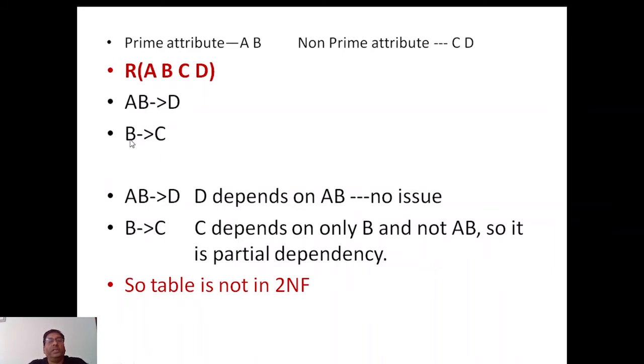In this case, we say there exists a partial dependency. In the first case, D depends on AB, so no issue because AB is our candidate key. Whereas C depends only on B and not on AB. If C depends only on B, where B is a partial key and not the whole of the candidate key, then we say it is a partial dependency. So if there exists a partial dependency, then we say the relation is not in second normal form.